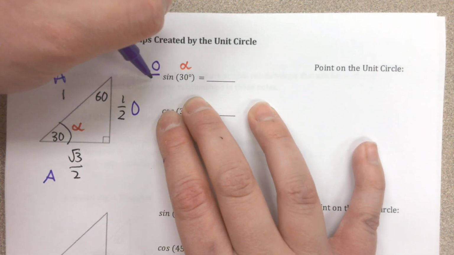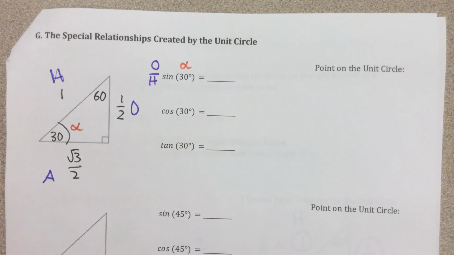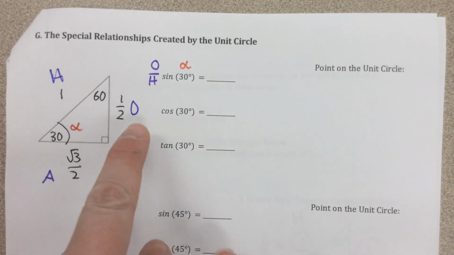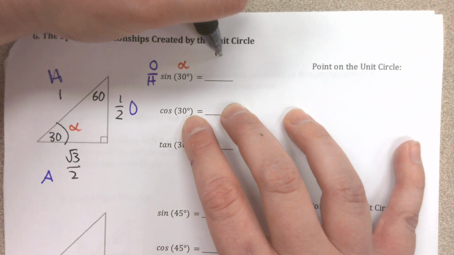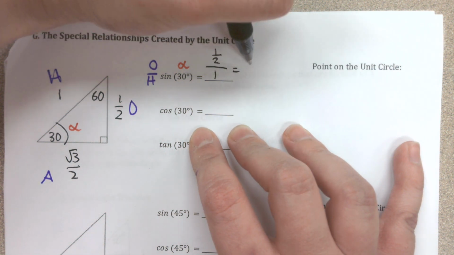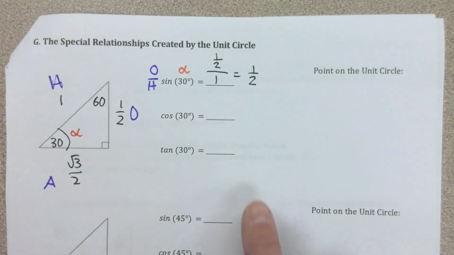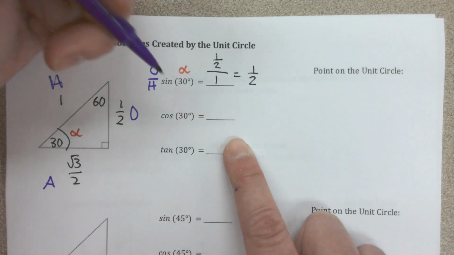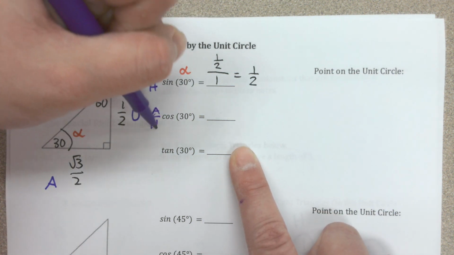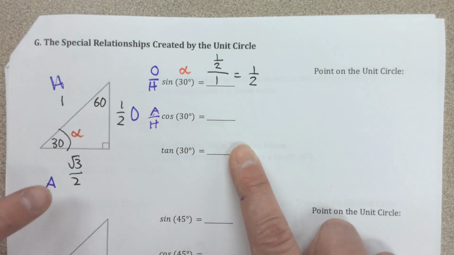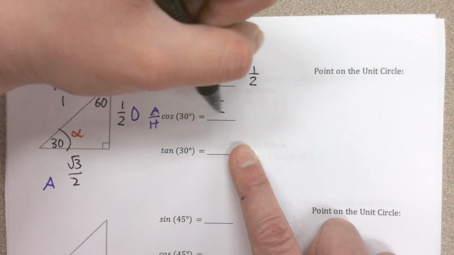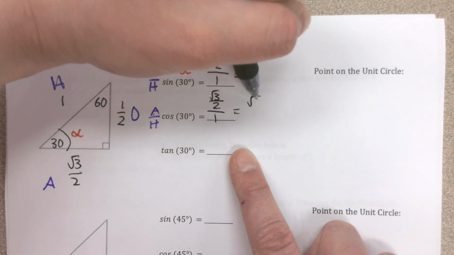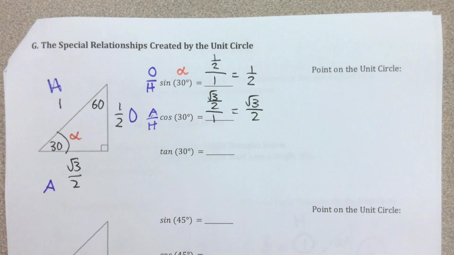Sine is O over H. That's a half over 1, which is just a half. Cosine is A over H. That's rad 3 over 2 over 1, which is just rad 3 over 2. So I'm not changing anything if you're noticing.